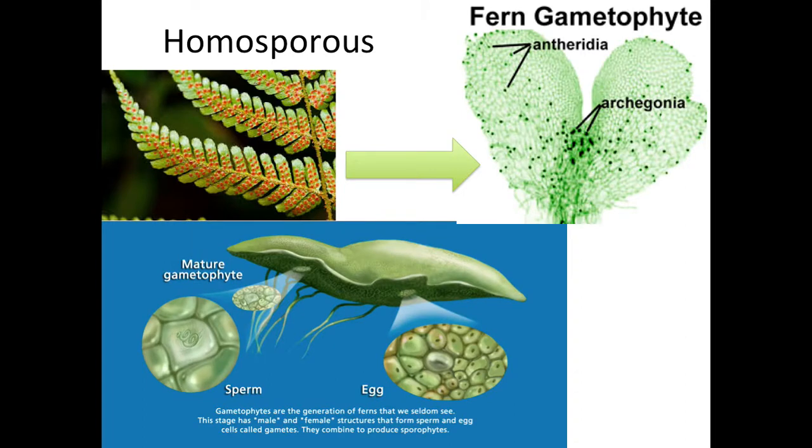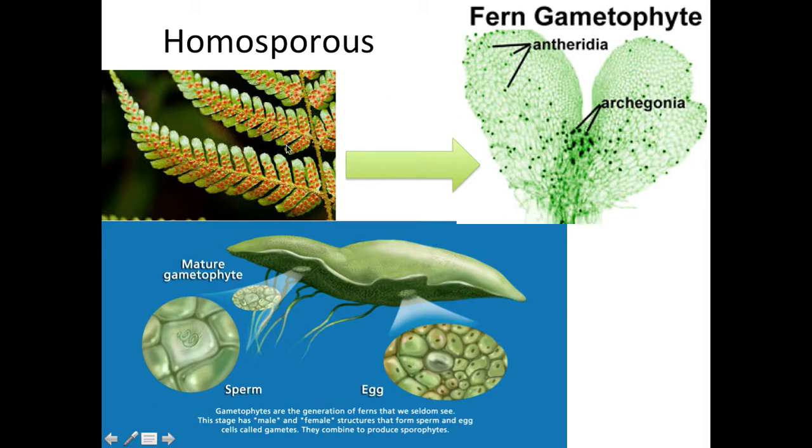So here's an example of the homosporous fern. You can see this is the sporophyte, the plant body, and each of these little brown dots on the underside of the leaflets is a sporangium. Those sporangia are making lots of little spores. Those spores are going to fall down to the moist soil, and they're going to produce this heart-shaped gametophyte.